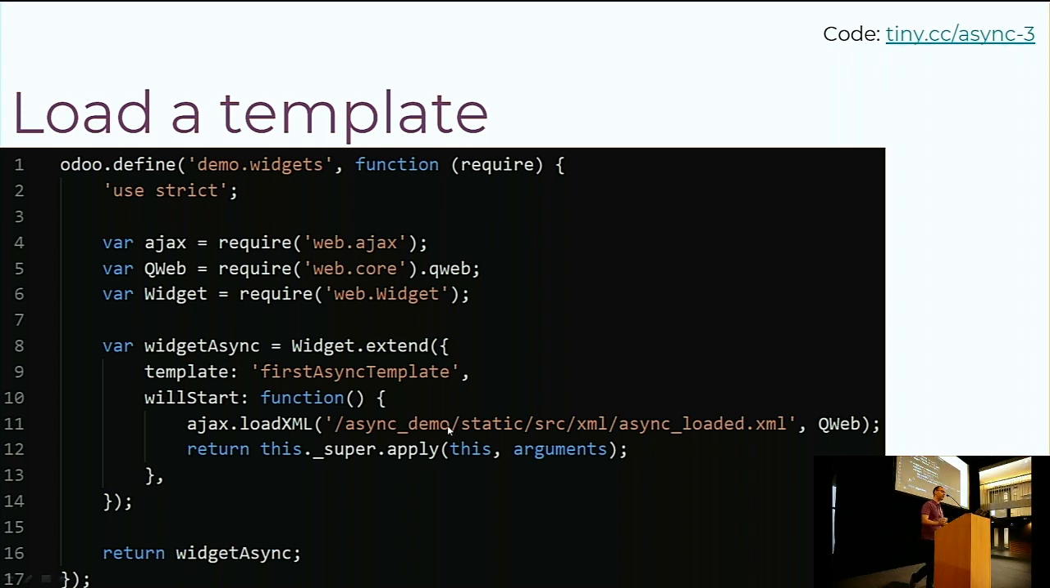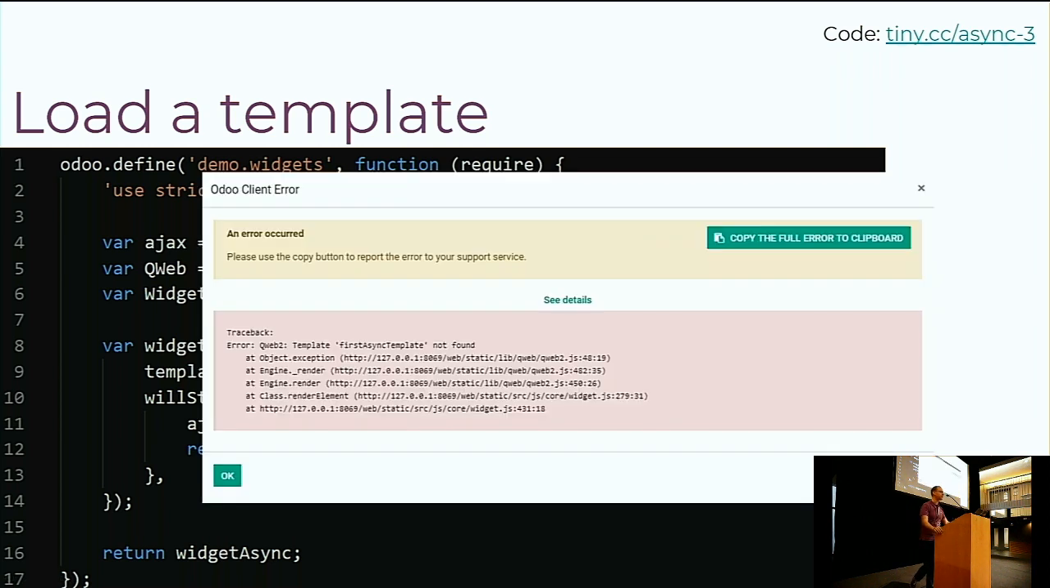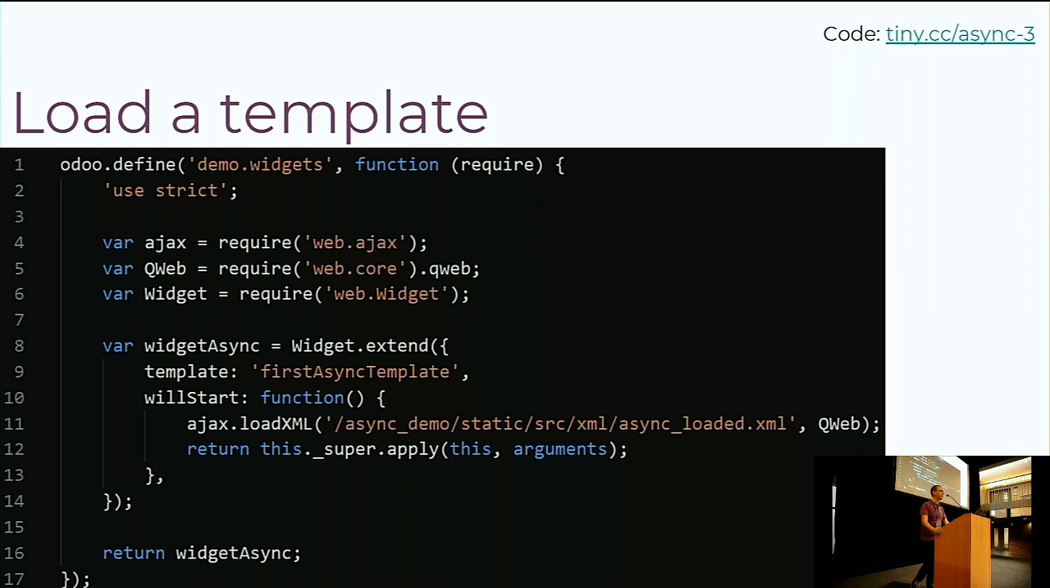So I run this code, and this is what I get. Very nice traceback. I don't know if you can read it, but the error itself is called template first async template not found. Okay. Any idea why? I'll give you a few seconds to read the code. Okay, if you found the bug, raise your hands. 1, 2. People from my team are cheating. Okay, I'll tell you.